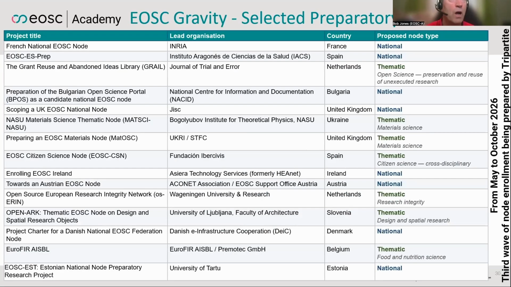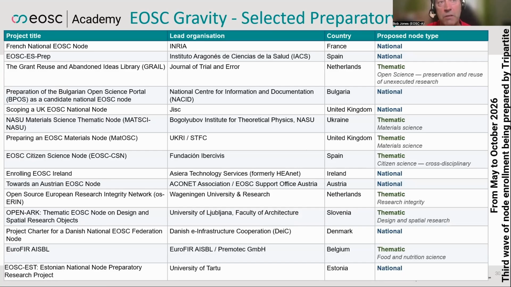Apart from the nodes, I also mentioned the EOS Gravity cascading grants, and 15 of those were selected out of the ones that were submitted. And here you can see them. You see the project title on the left, which organization is leading those activities, and in which country it is, and what they are intending to do.